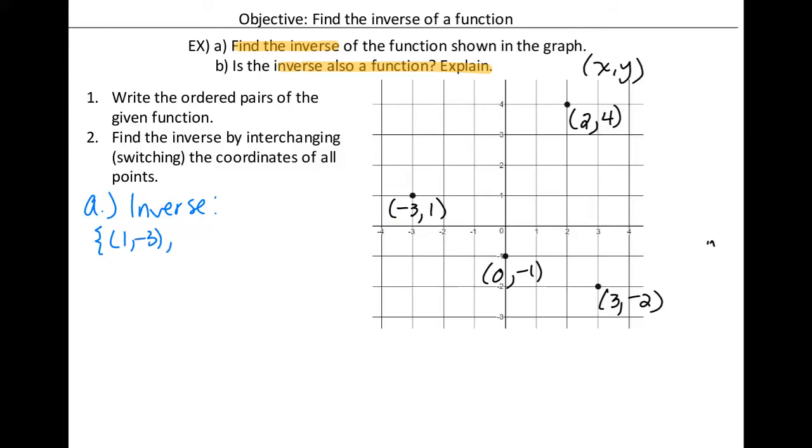comma. My next one to the left is this one, 0, -1. It's going to switch to -1, 0, comma. The next one to the left is actually the top one. So that 2, 4 is going to switch to 4, 2. And then the last one to the right, that 3, -2 is going to switch to -2, comma 3. And then close the brackets.